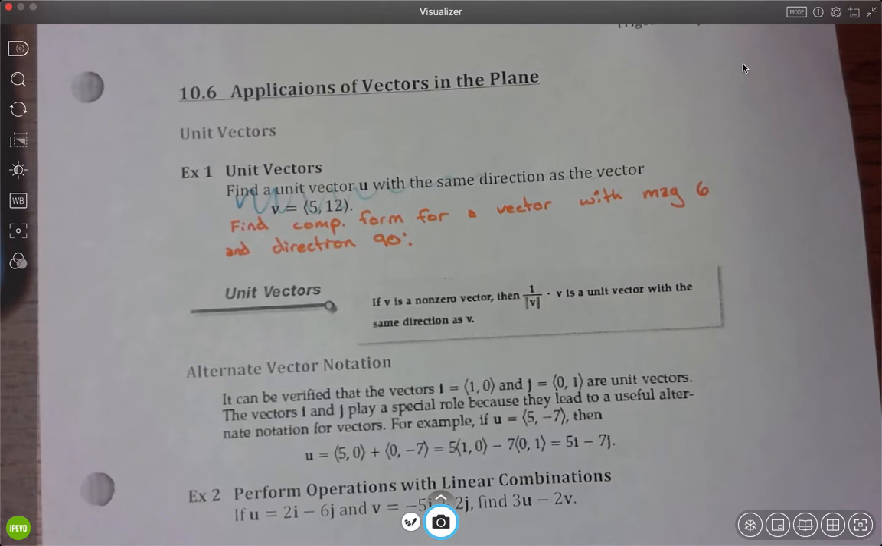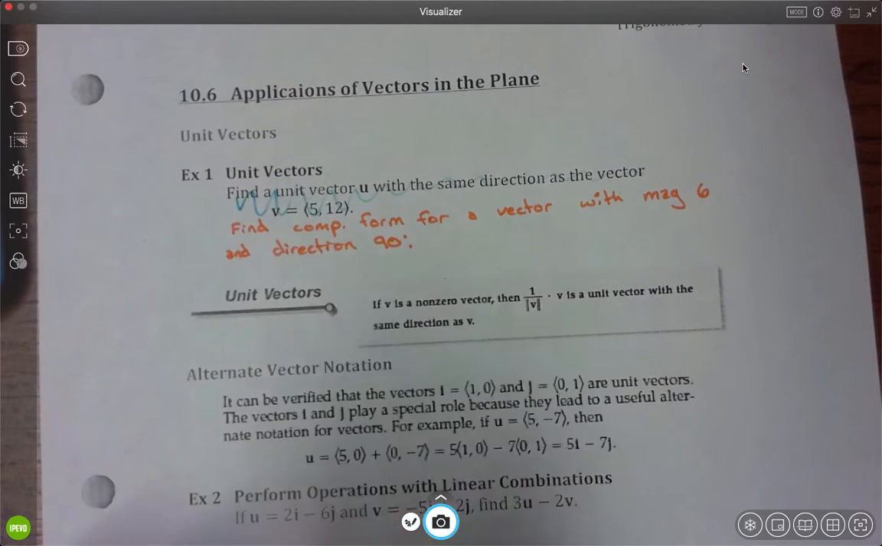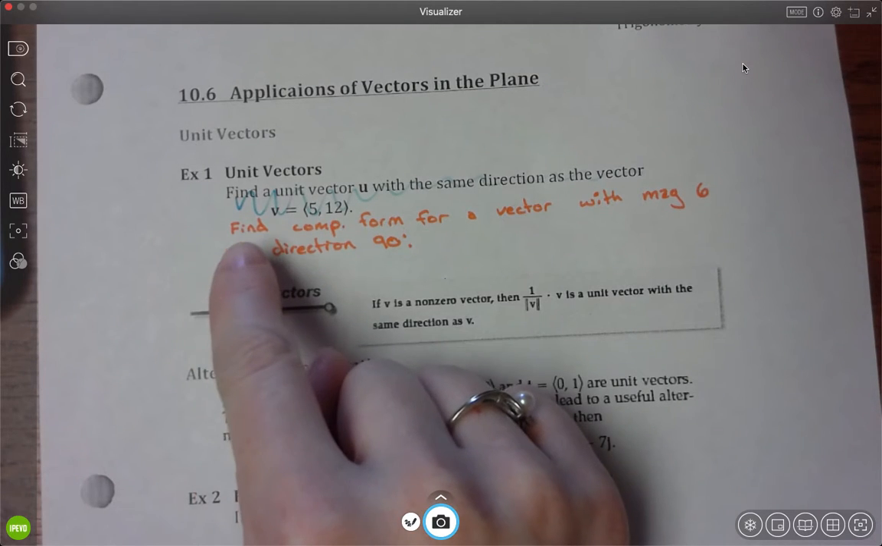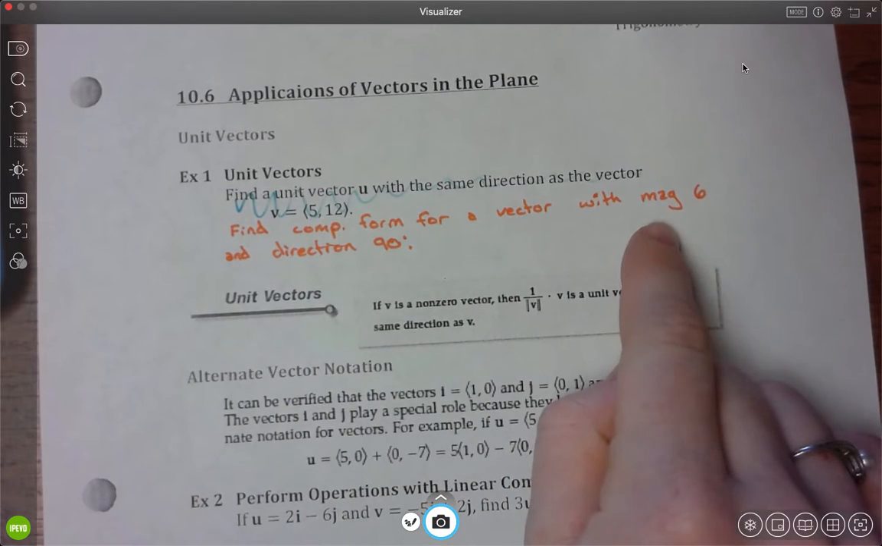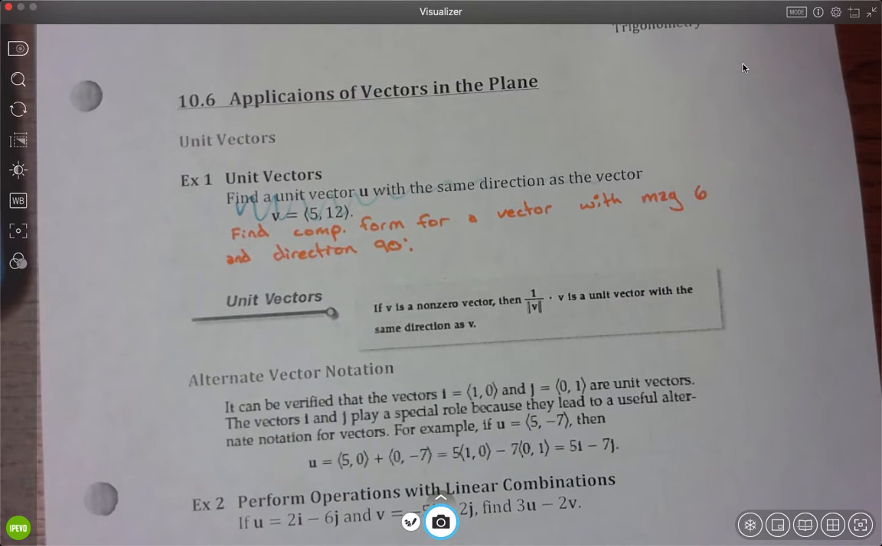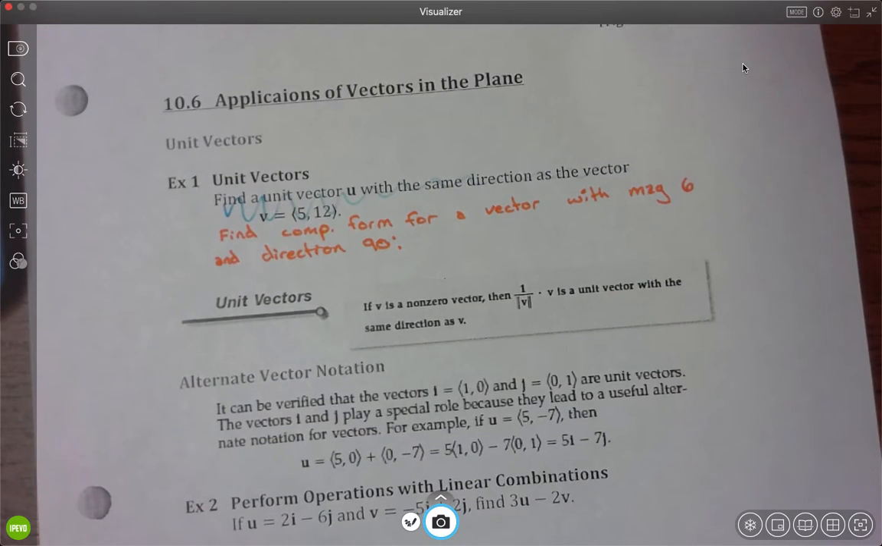So I'm going to switch this first example because I didn't like it very much. I'm going to change it and say find the component form of a vector with a magnitude of 6 in a direction of 90 degrees. Okay. I made this problem up, so go ahead and change that on here. We're going to figure out what the component form is.